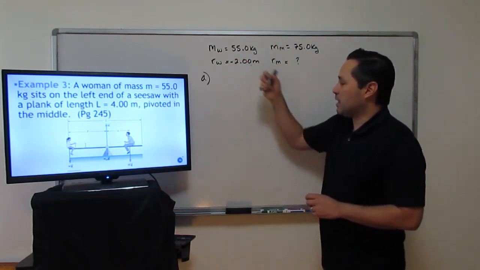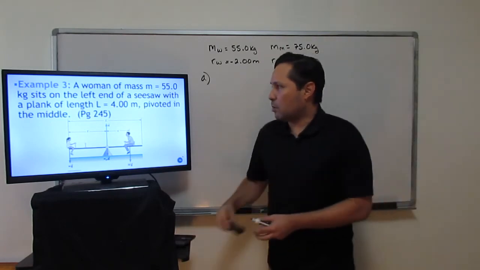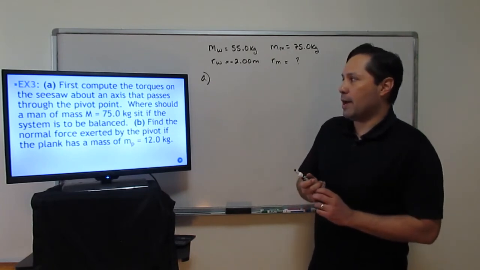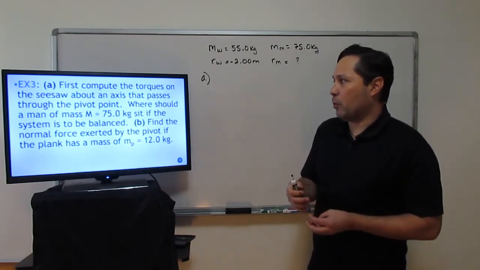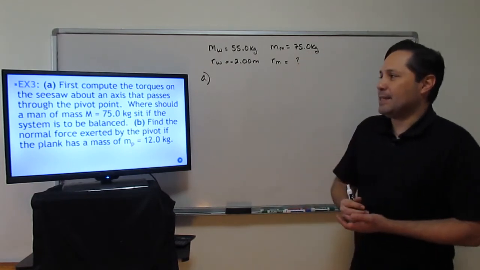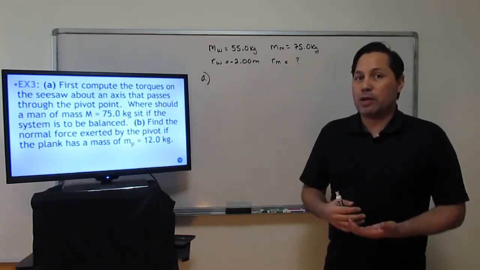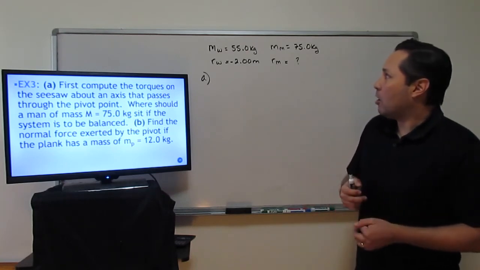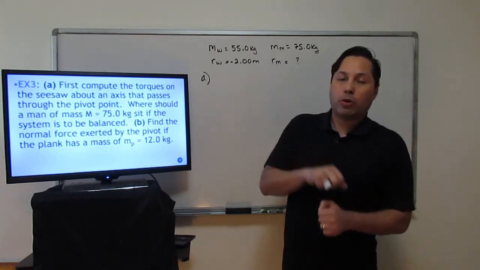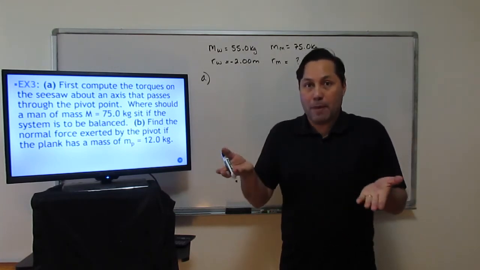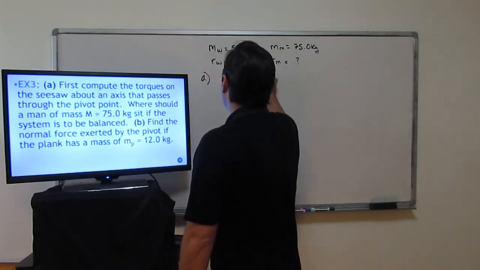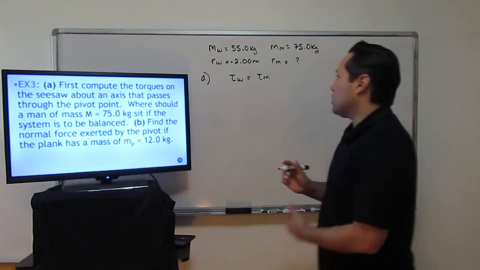So this is her mass. That's how far she is. Next, the problem continues and states, first, compute the torques on the seesaw about an axis that passes through the pivot point. Where should the man of mass 75 kilograms sit if the system is to be balanced? They're in equilibrium. So how far should he sit? Alright, so we're going to do that. It's in equilibrium, so therefore the torque of the man equals the torque of the woman since they're balancing each other, right? So we're going to write that down. Torque of the woman is equal to the torque of the man, magnitude.